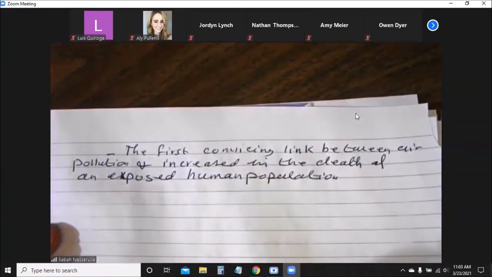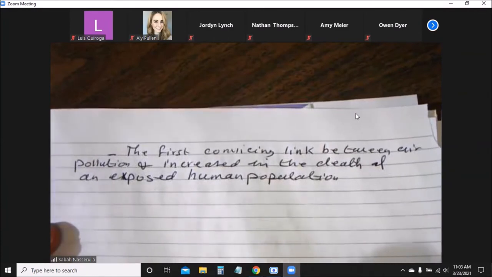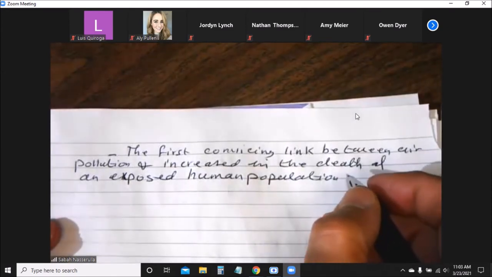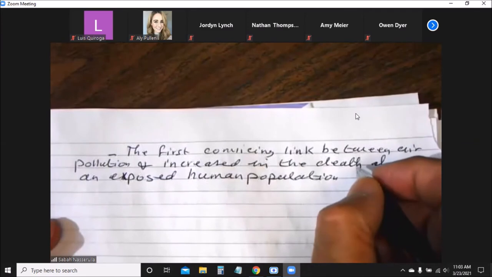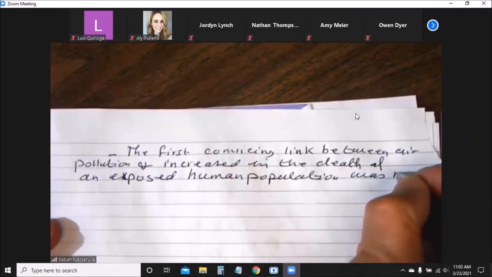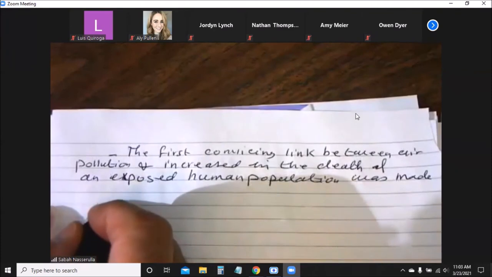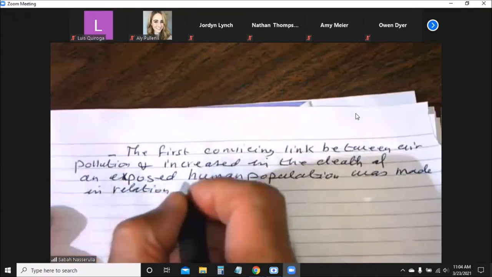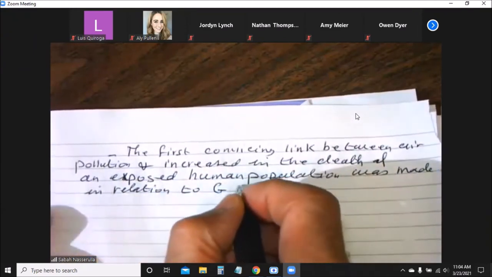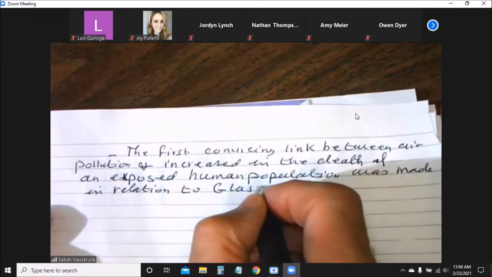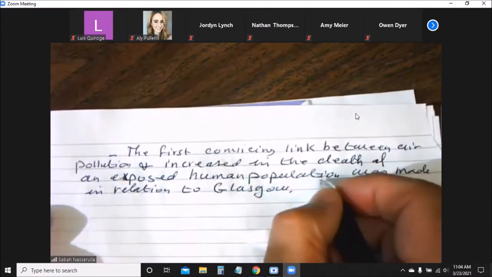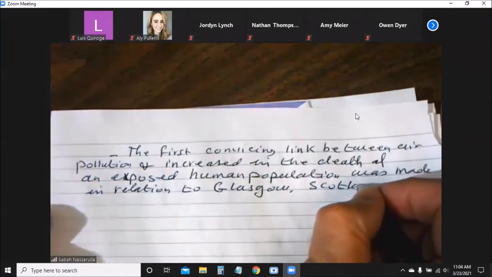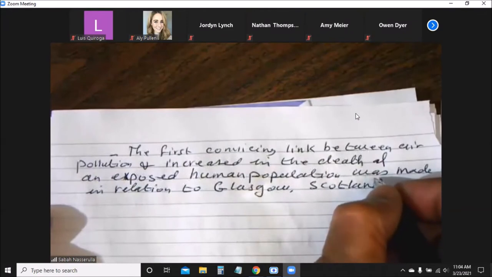Basically, the first time that connection occurred was in Glasgow, England, to mention this to you. Okay, in Scotland, sorry about that. It was made in relation to Glasgow, which is Scotland. Basically that occurred in 1909.